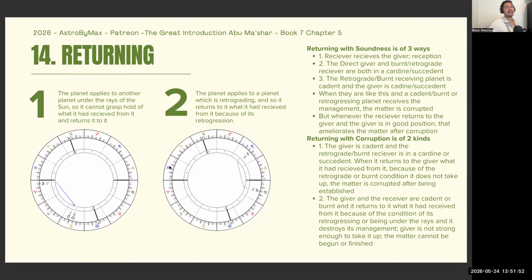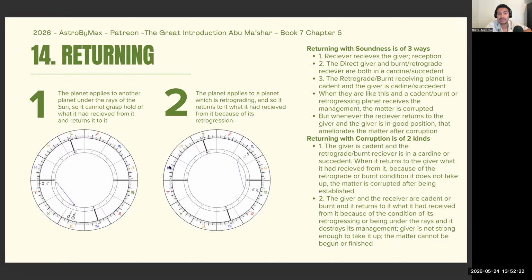The first condition is that the planet applies to another planet under the rays of the sun, and so it cannot grasp hold of what it received from it, and it returns to it. And so that's a big condition and a consideration here too, is that if a planet is under the rays, it technically cannot grasp hold of that aspect because it's invisible and it's being overpowered by the sun. And so the sun's rays are very important because they actually block a planet receiving management over a situation and over the conditions of things.